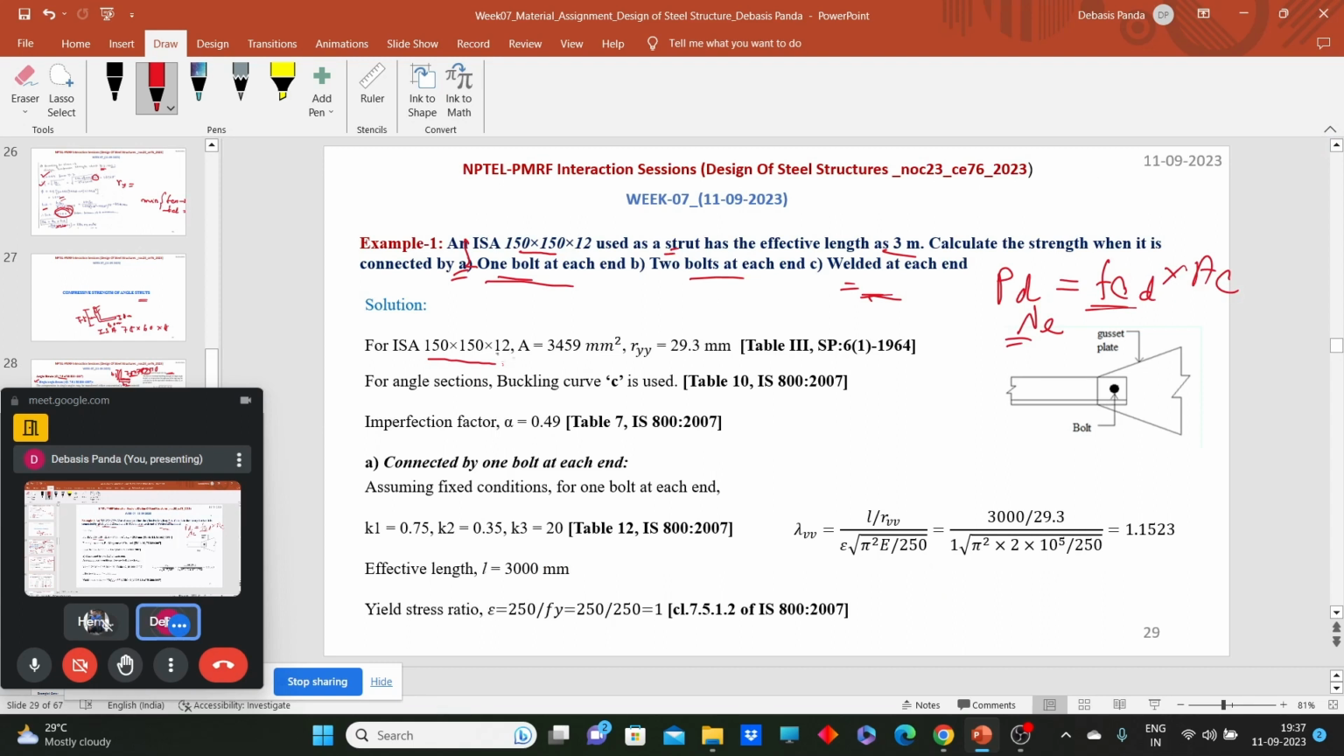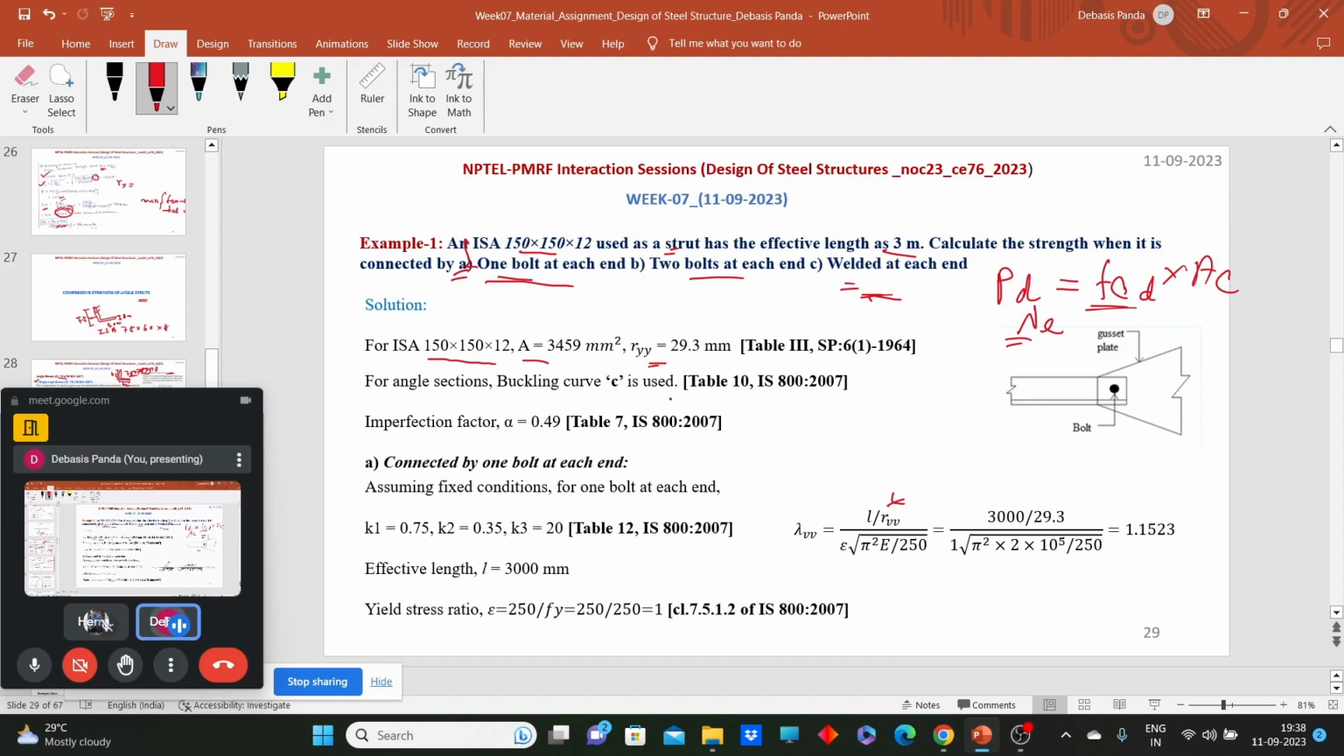So here we just need the value of the cross sectional area and the value of radius of gyration about the minor axis, because here RVV says the minimum radius of gyration. So obviously RYY is the minor axis. That's why we will just take this value.